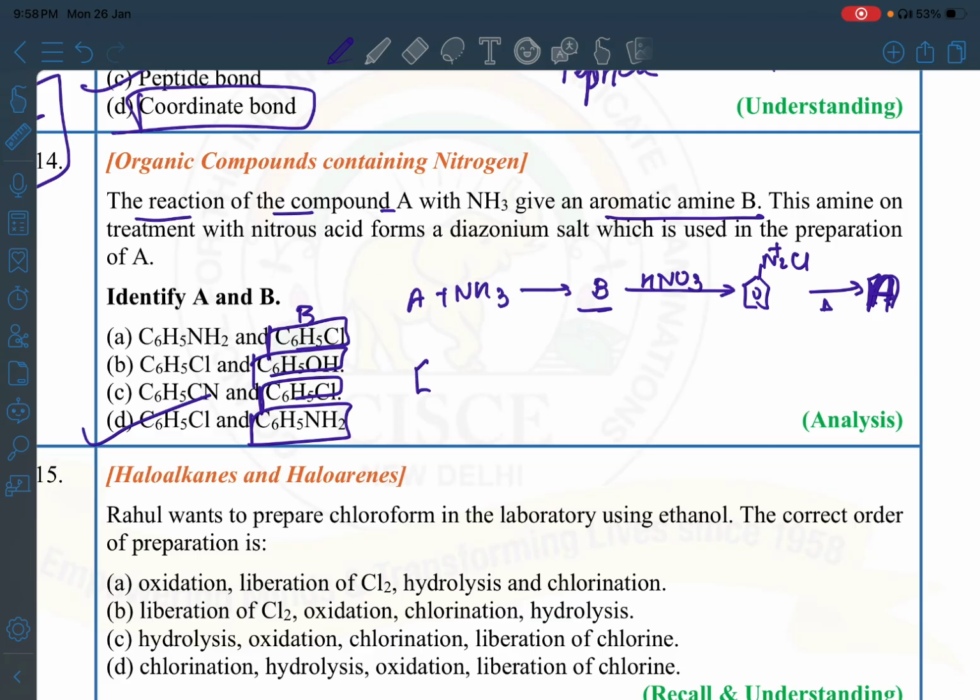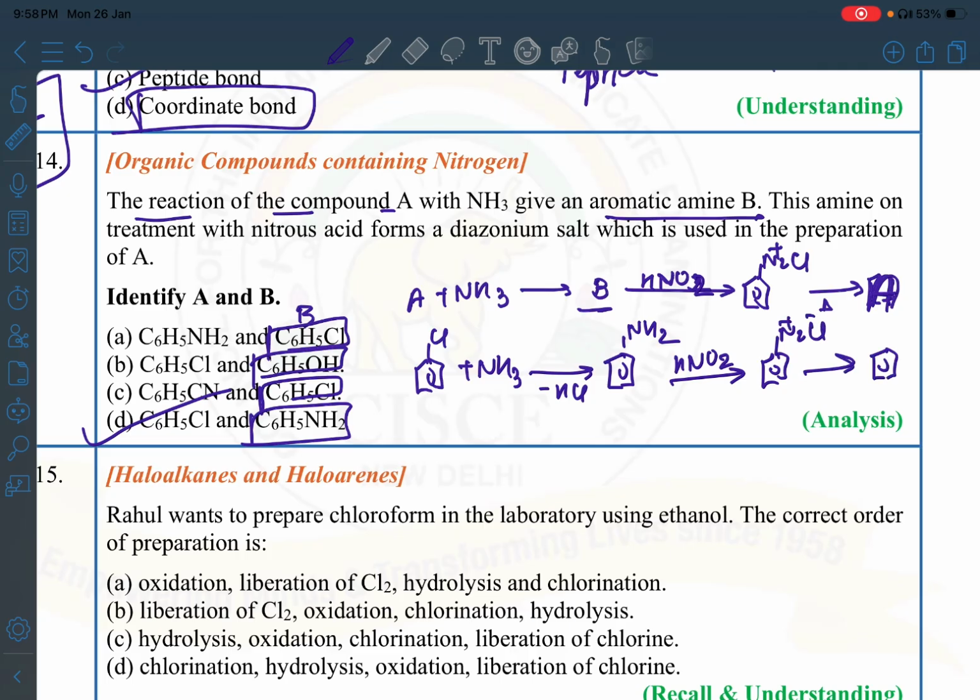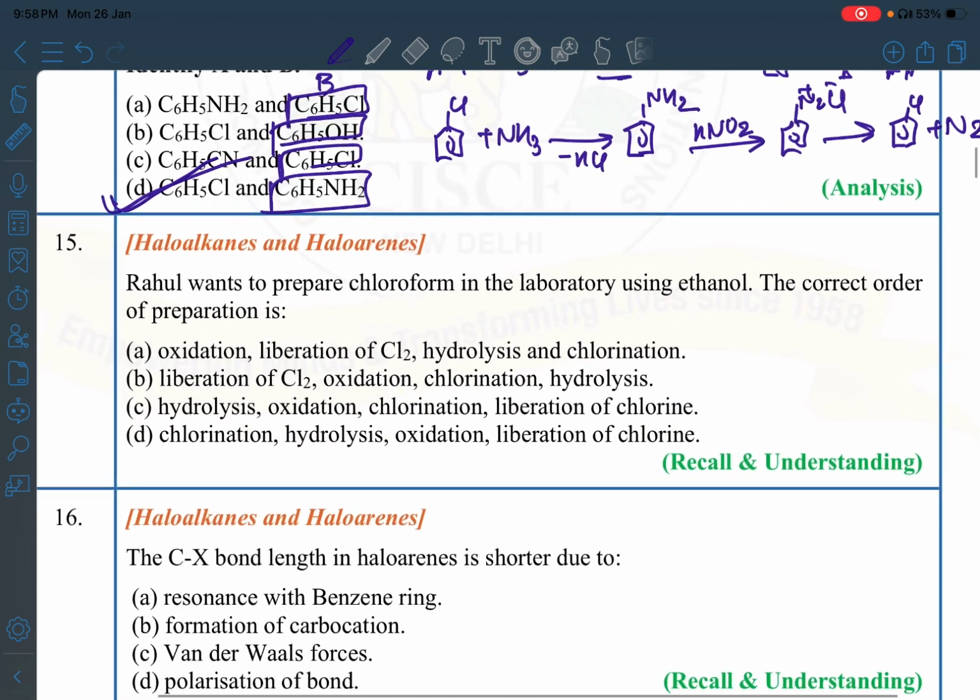Otherwise, if you want to do the question, A will be C6H5Cl, which reacts with ammonia to give aniline after removal of HCl. Then this aniline reacts with nitrous acid, HNO2, and gives us a diazonium salt. This diazonium salt is again converted into chlorobenzene with the liberation of nitrogen gas. Okay, so option number D is correct.